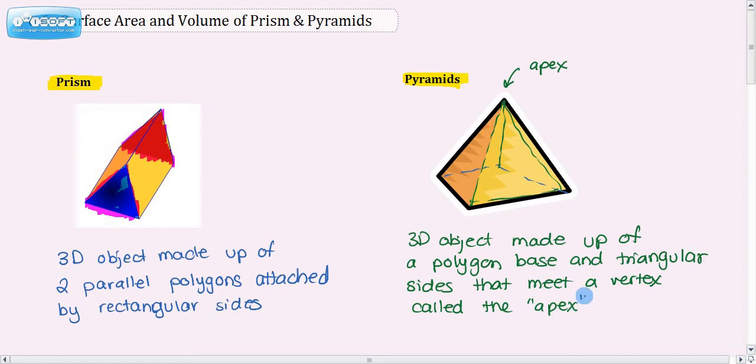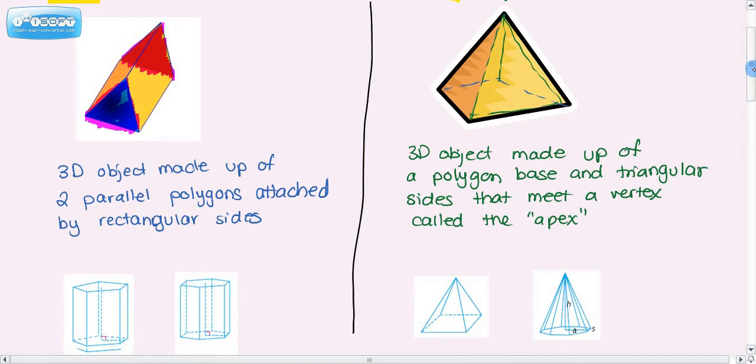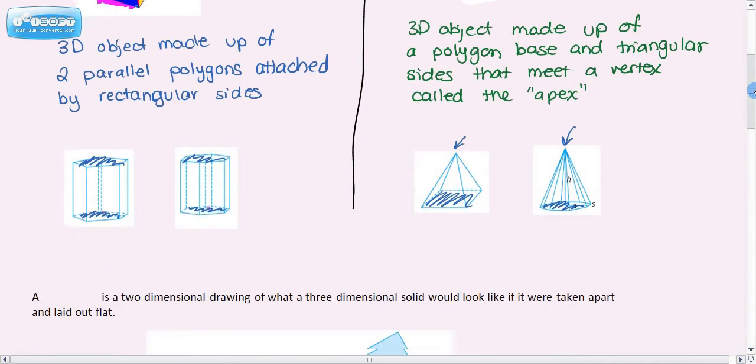Okay, so let's look at examples of these prisms and pyramids again. So here we have two examples where we have a polygon base on the top and the bottom, and they're attached by rectangular sides. Here we have two different pyramids which have a polygon base with triangular sides that meet at the apex. Here's another polygon base with triangular sides that meet at an apex. So today we're going to look at the surface area and volume.